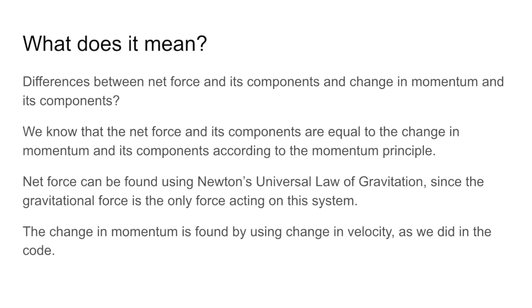What does it mean? Discuss the differences between net force and its components and change in momentum and its components. Well, we know that the net force and its components are equal to the change in momentum and its components according to the momentum principle. Net force is found using Newton's universal law of gravitation, since the gravitational force is the only force acting on the system. And though these values are the same, they are calculated in different ways, so the change in momentum is found by using the change in velocity as we did in our code.